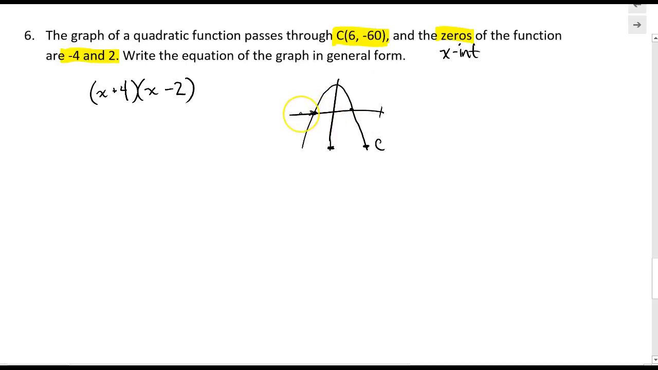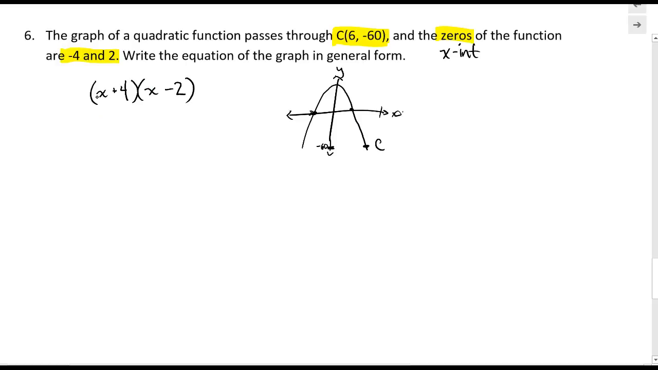Again, this is just a sketch for me to wrap my head around what's going on. It is not actually for the purpose of this question because we are not asked to graph anything, and it is definitely not to scale. So this is great, except for the fact that we've got 6 and negative 60.